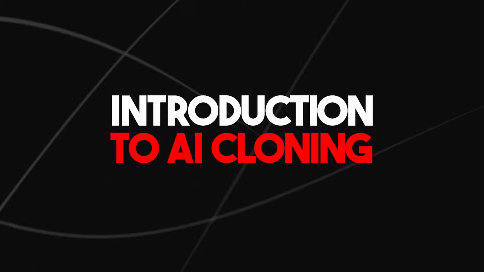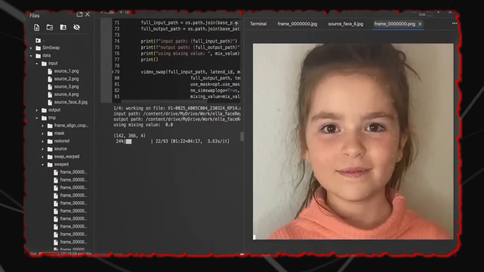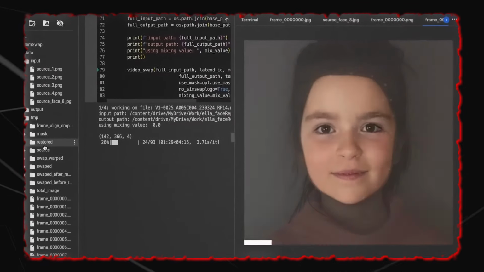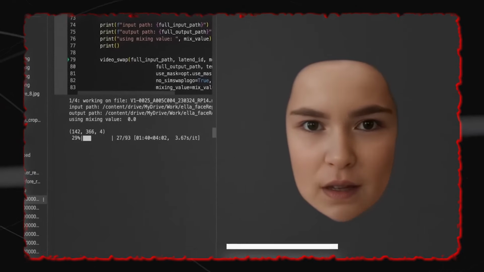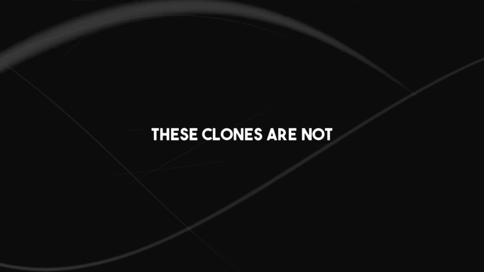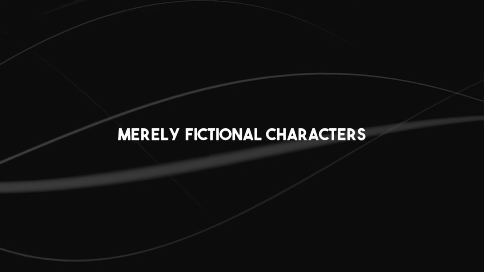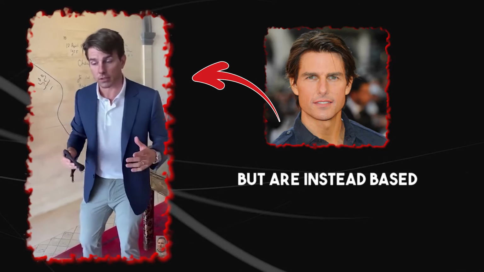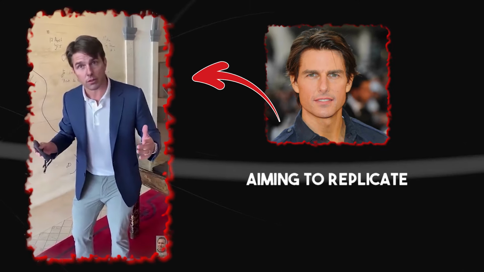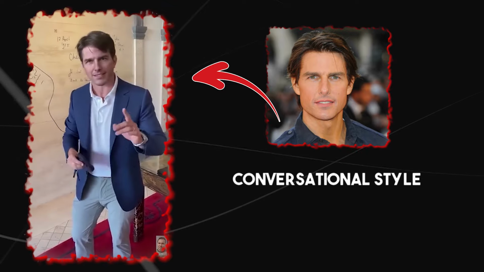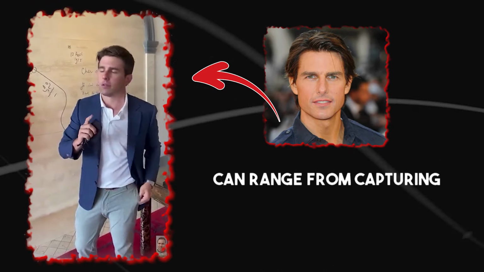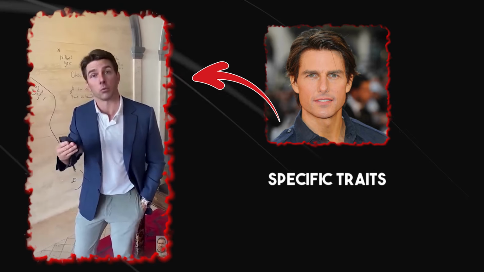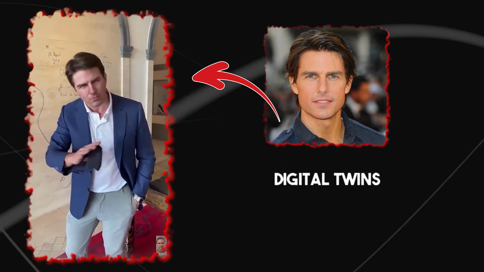Introduction to AI cloning. AI cloning refers to the process of creating digital replicas or clones of existing individuals using artificial intelligence technologies. These clones are not merely fictional characters, but are instead based on real people, aiming to replicate their visual appearance, conversational style, and behavioral patterns. The replication depth can range from capturing specific traits to creating highly accurate digital twins.